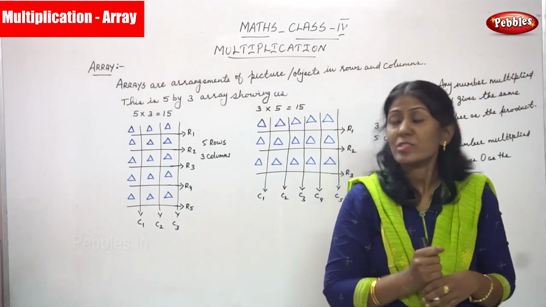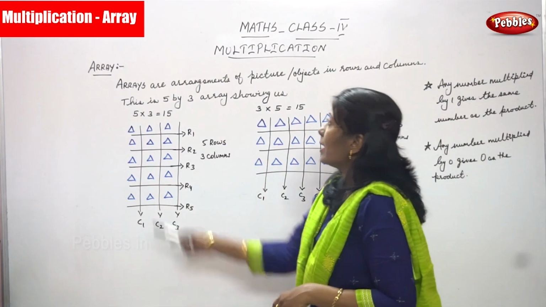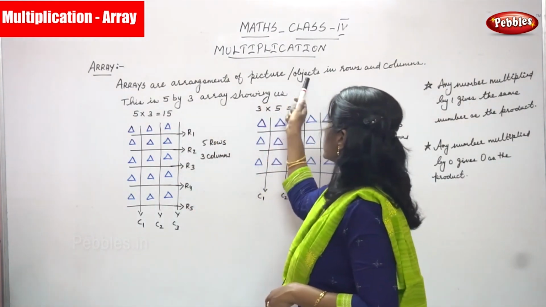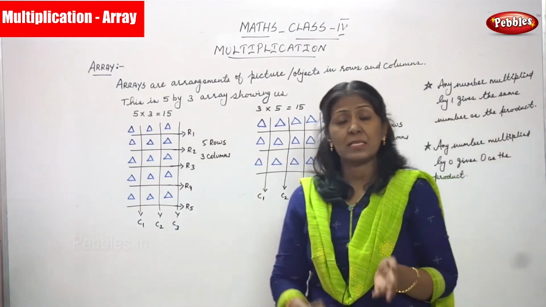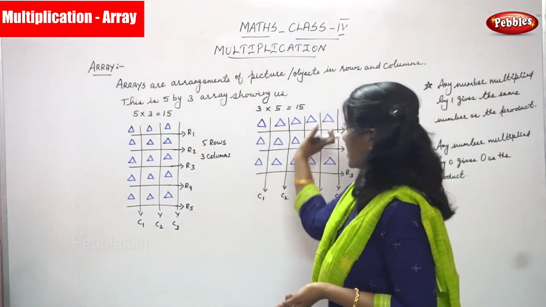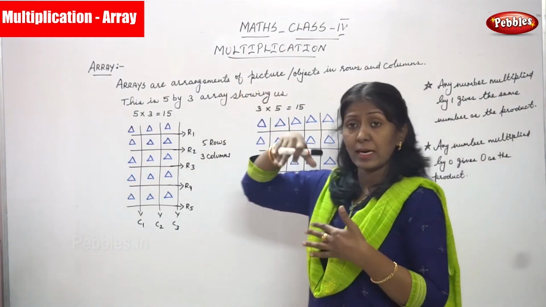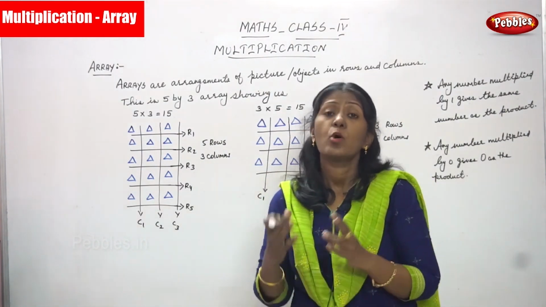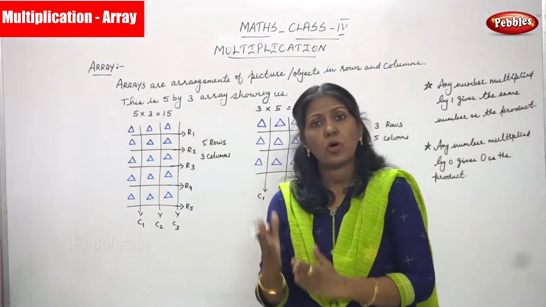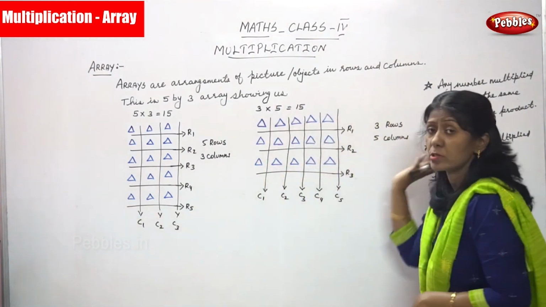Now we are going to see an array. What is an array? Arrays are arrangements of pictures and objects in rows and columns. That means any objects or pictures or arrangements. These are the arrays, or arrangements.